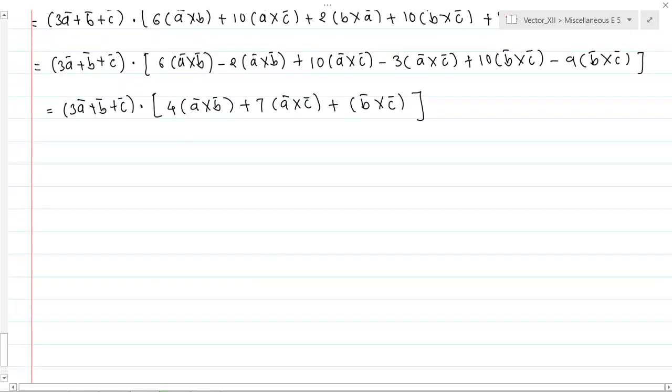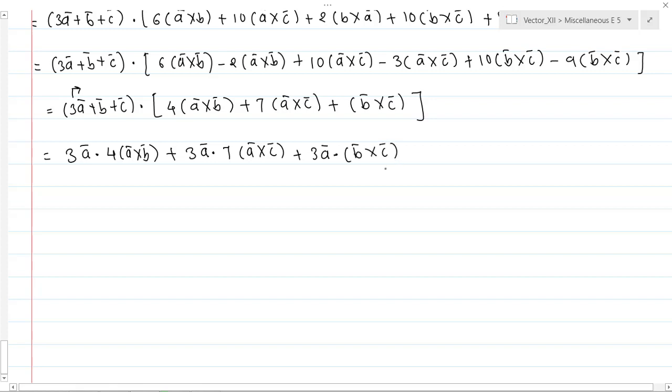Now let's do this dot product inside. So it is 3A bar dot 4 A bar cross B bar plus 3A bar dot 7 A bar cross C bar. See, now I am multiplying this 3A bar with this square bracket, plus 3A bar dot B bar cross C bar. Don't worry, this is going to be very simple once you open these two brackets. Okay, this is done with 3A bar.